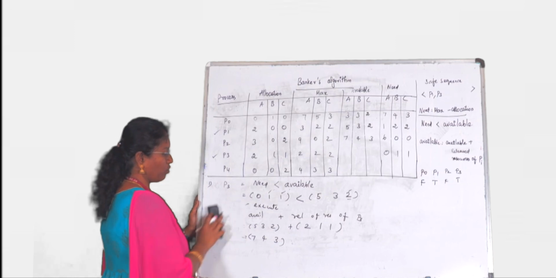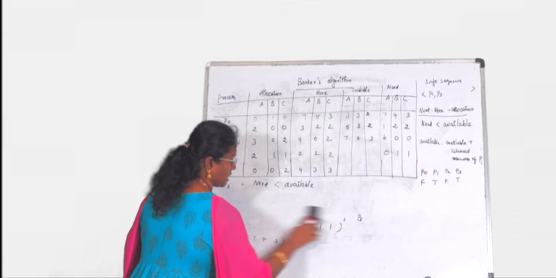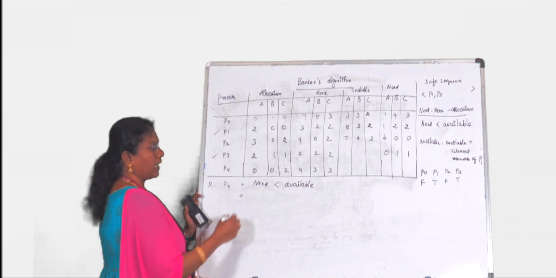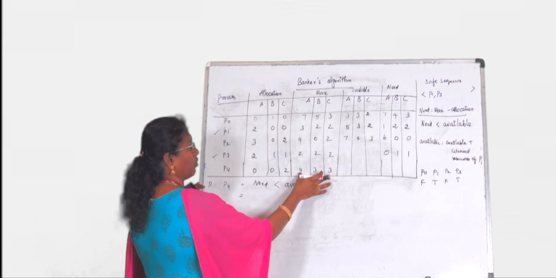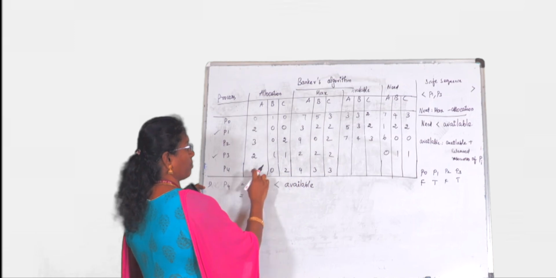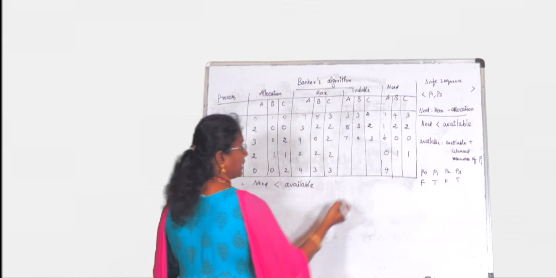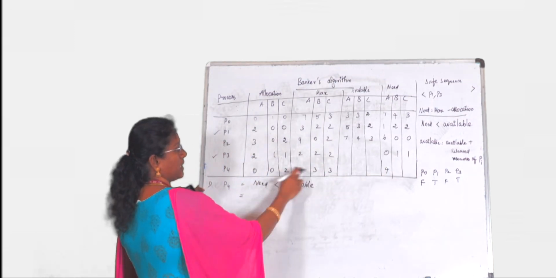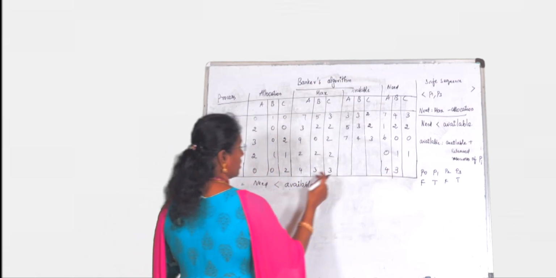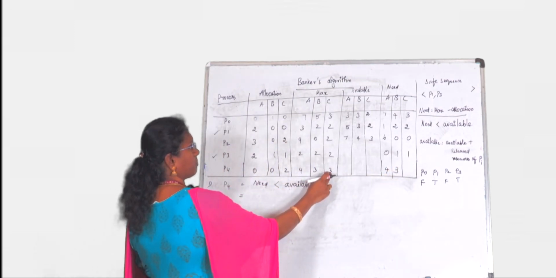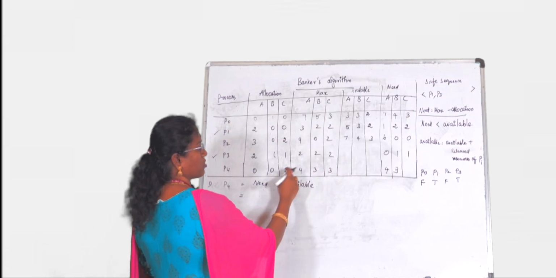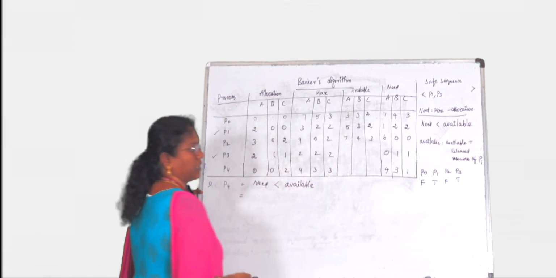Now let us go to the next process, P4. Again, we have to find out how much it needs. 4 is the maximum it needs, 0 has been allocated, so 4 minus 0, 4. 3 it needs, 0 allocated, so 3 minus 0, 3. 3 maximum, only 2 allocated, so 3 minus 2, 1 it needs for its execution.